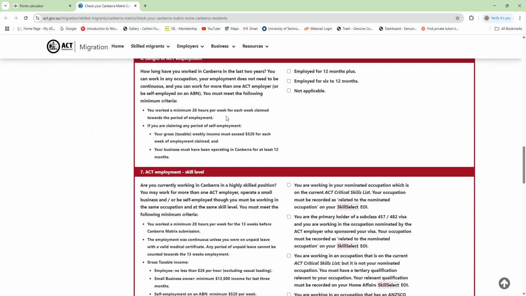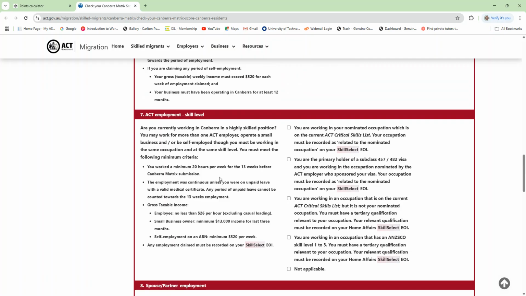But you have to work 20 hours per week. As for self-employment, you have to show $520 for each week of employment, and the self business also has to have been operating for at least the last 12 months. ICT skill employment, skill level was employment.